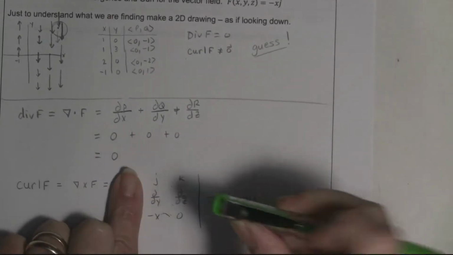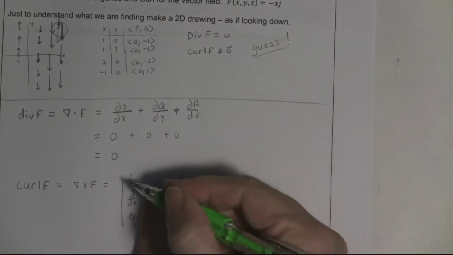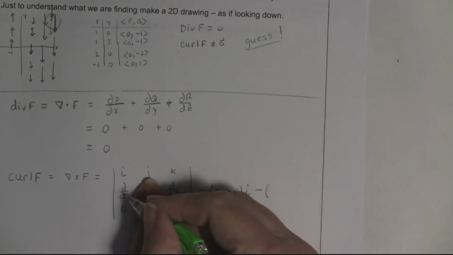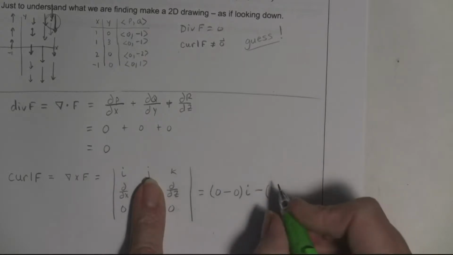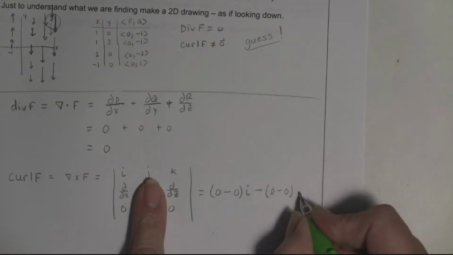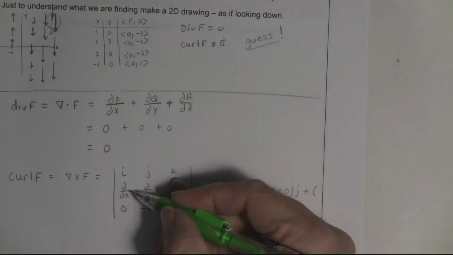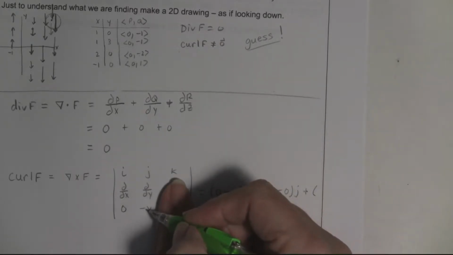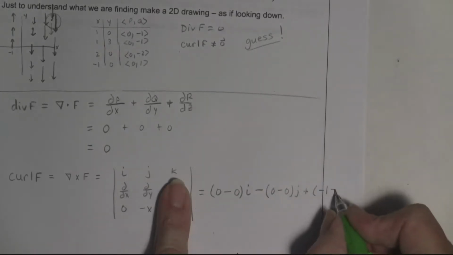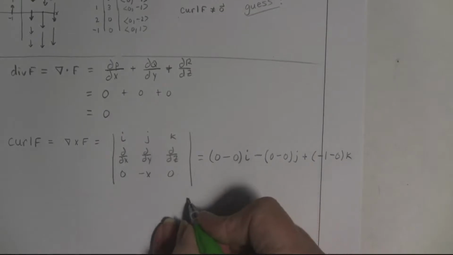I'm going to erase that. I'm going to put my finger over j. Remember, the j's are negative, and then you start again. So the partial with respect to x, but I have 0, so this is 0. Have 0 here, so that's 0. j plus, and then here the partial with respect to x, and so we have x there, so that's negative 1. And then minus 0. So that's our k.